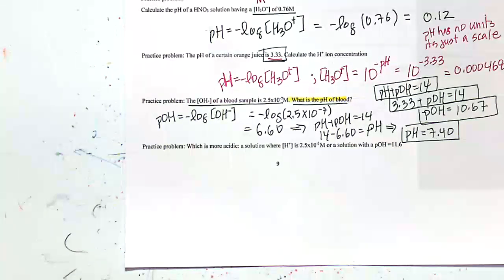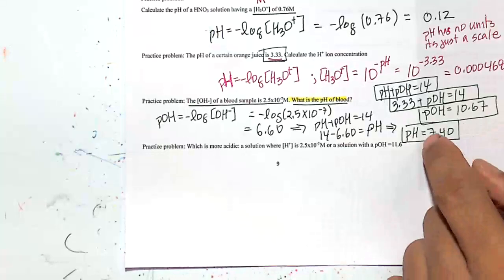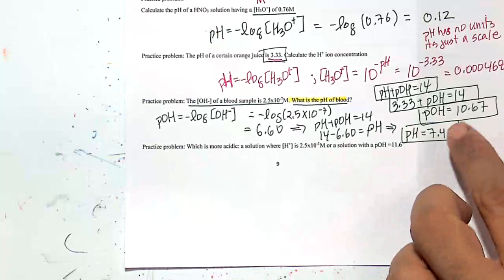Anybody here a biology major? 7.4 is actually, I think, the normal pH inside the cell. They call it physiologic pH.